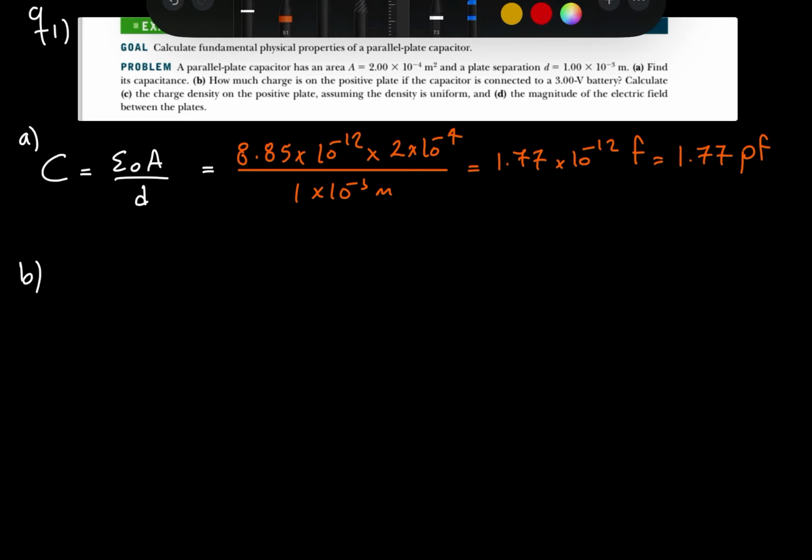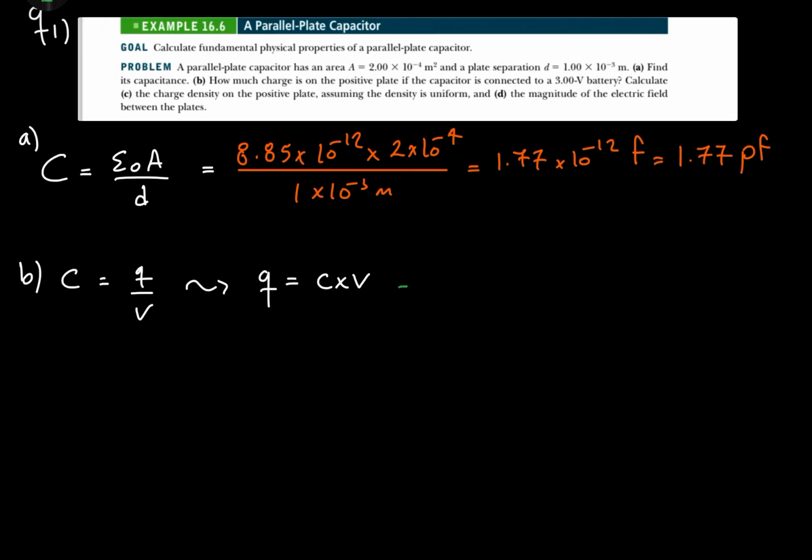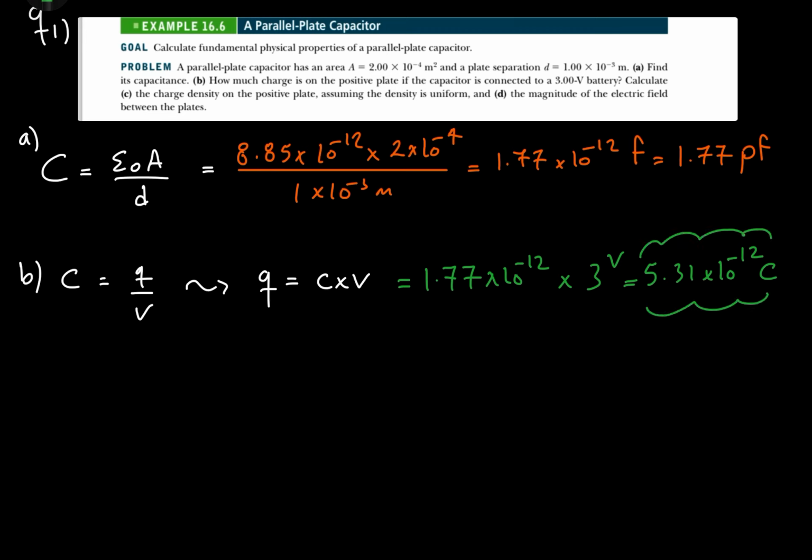Part B says calculate the amount of charge. Now, if you guys remember, I said from C equals Q over V, you can rearrange that to get Q is equal to C times V. So that means charge is equal to capacitance times voltage. We found the capacitance is 1.77 times 10 to the power of negative 12 farads. And the voltage, is it given in the question? Yes, that's 3 volts. So if you multiply those, you get 5.31 times 10 to the power of negative 12 coulombs. So that's the amount of charge on the positive plate.